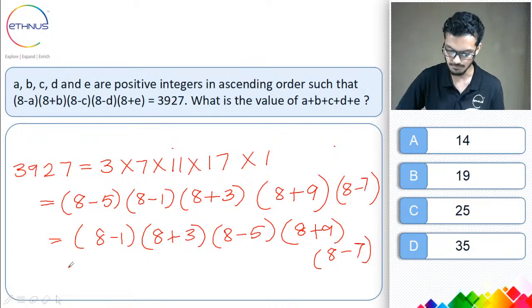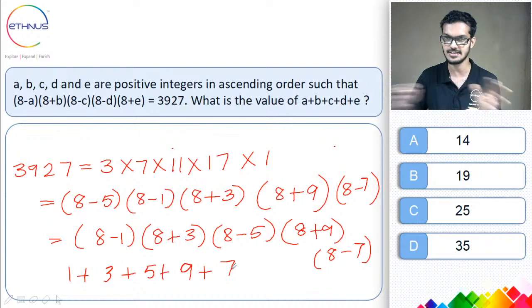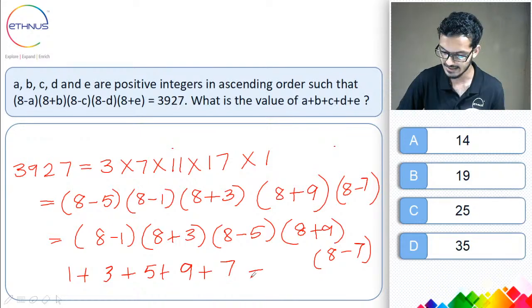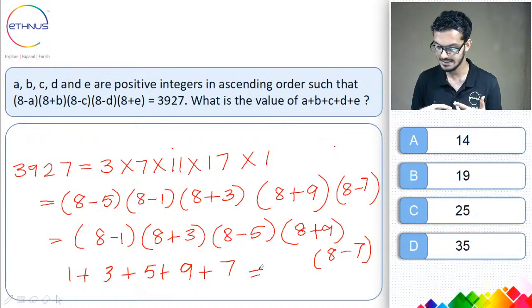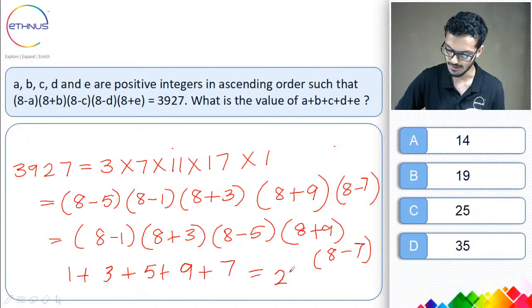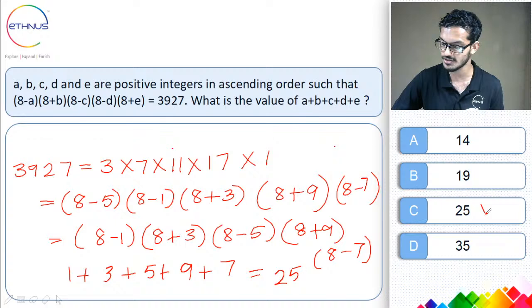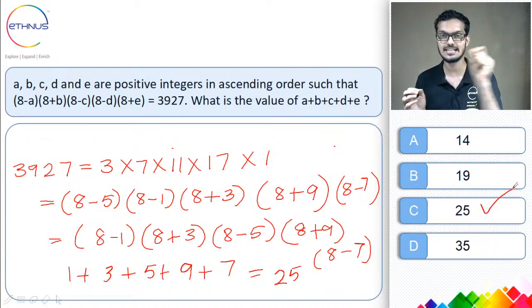Now let's add the numbers. 1 plus 3 plus 5 plus 9 plus 7. I've not arranged it in ascending order, but this is what it is. And the sum that we get here, 9 plus 1, 10, 15, 18 plus 7 is 25. So 25 is the correct answer, which is option C. I'm just adding the numbers here.